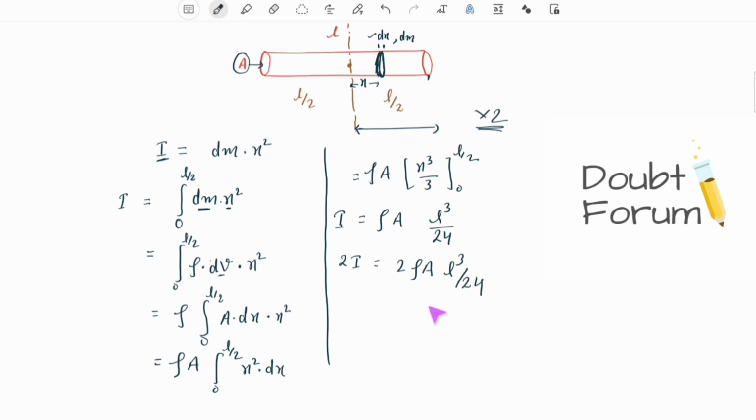Now 2 makes it 12. Rho A L cube, we can write L cube as L into L square upon 12. Now rho A is volume, density into area of cross section becomes volume, or you can say area of cross section into length becomes volume, and rho is density. Density into volume becomes mass of the cylinder, m L square upon 12. So we have derived the formula for calculating moment of inertia of this standard shape.